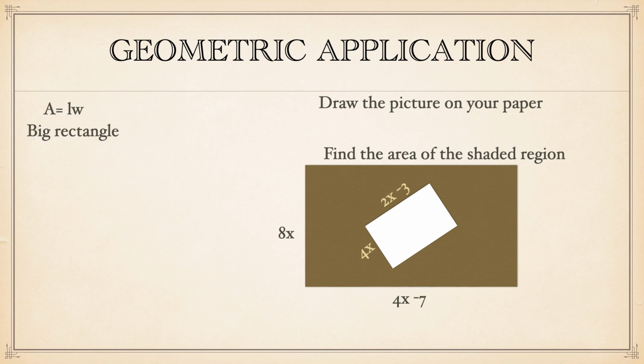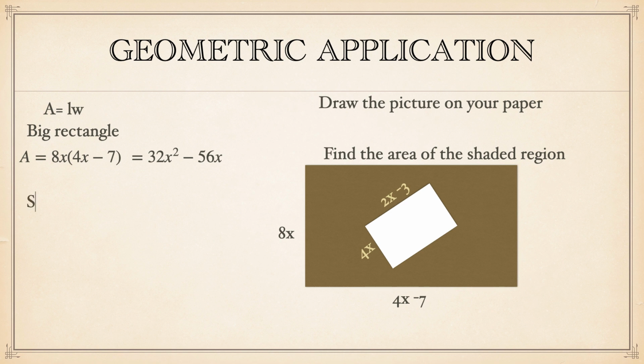I'm going to do the big rectangle first, and it doesn't matter if you find the area of the big rectangle or the small rectangle first. It doesn't matter, but I keep them separate. So I actually write the words big or big rectangle. And when I do that, I get 8x times the quantity of 4x minus 7. I check to make sure I wrote it down correctly, and I did. When I do the distributive property, I get 32x squared minus 56x.